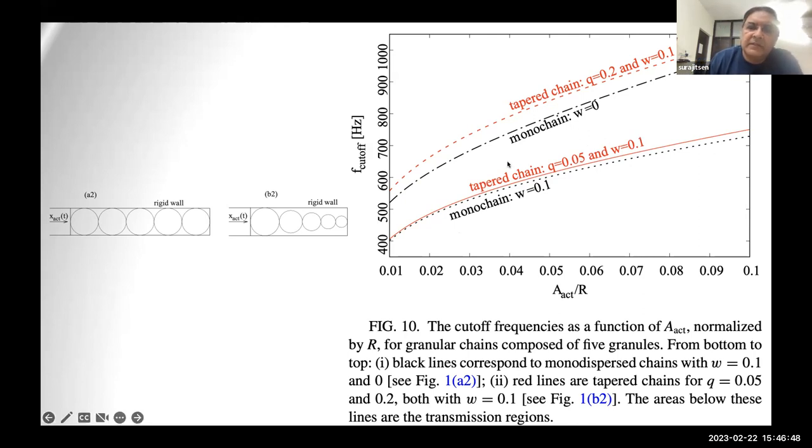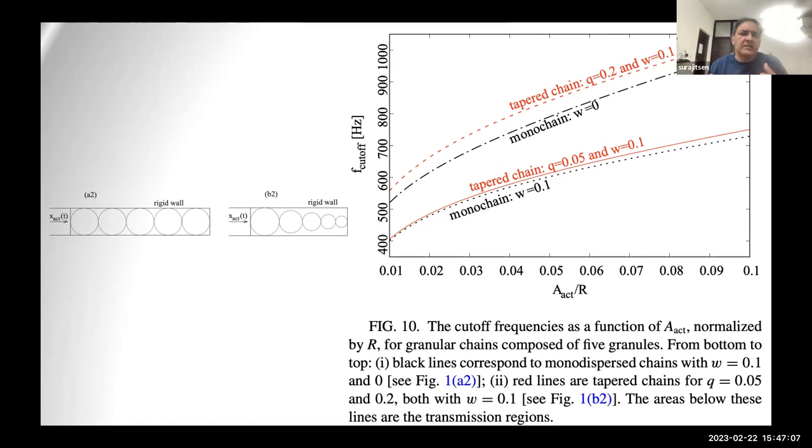So you can see, for example, if you have a tapered chain out here, then at small amplitudes you're transmitting up to about 400 hertz. If you raise your amplitude, you might get up to 600 hertz, 650 hertz, but no more. You won't be able to go further up. The systems have natural frequency cutoffs.